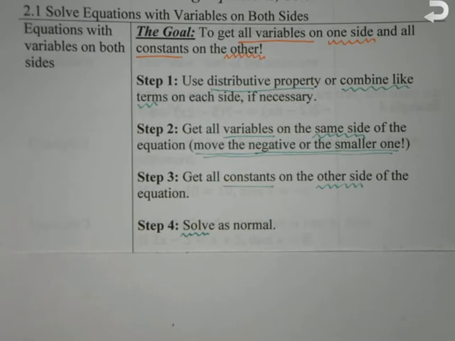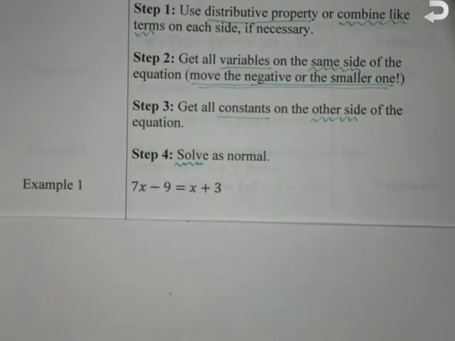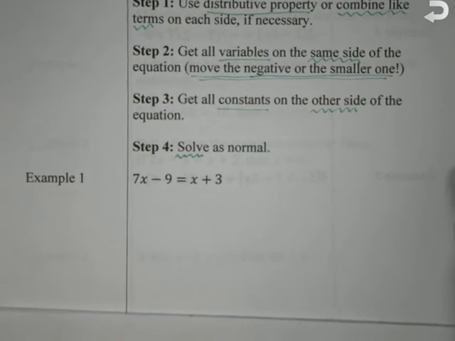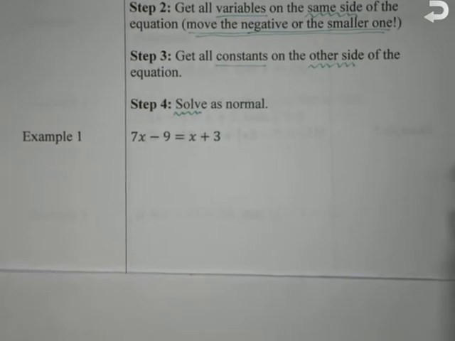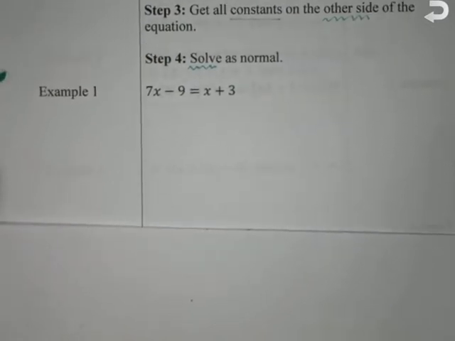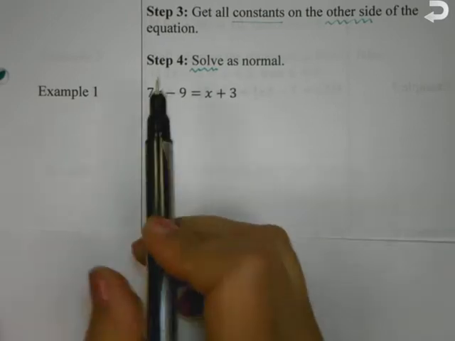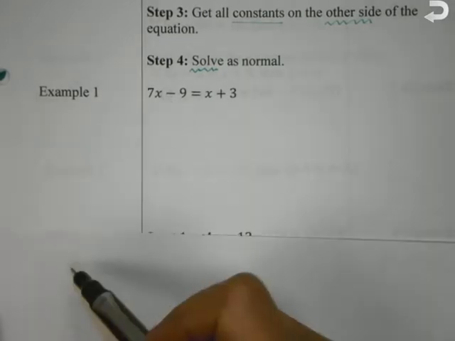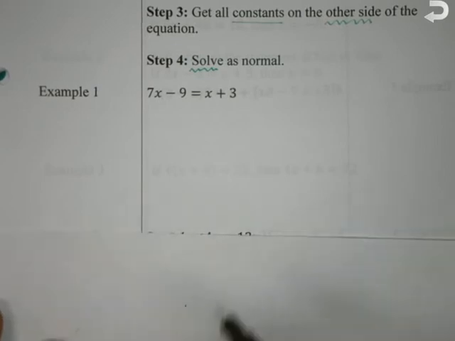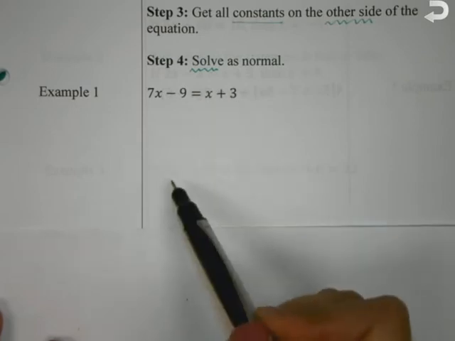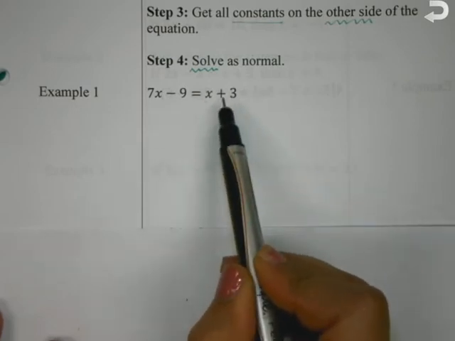Alright, so example 1, I have 7x minus 9 equals x plus 3. Step 1 told us to use distributive property or combine like terms on each side. So let's look at the left-hand side. Is there a distributive property there? No. Is there combine like terms? No. Look on the right-hand side. Is there distributive property here? No. Is there combine like terms? No. Okay, so we can move on to step 2.